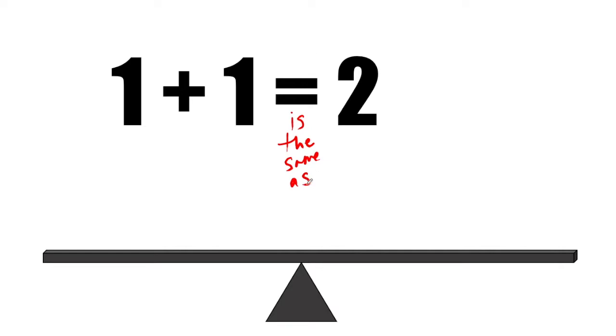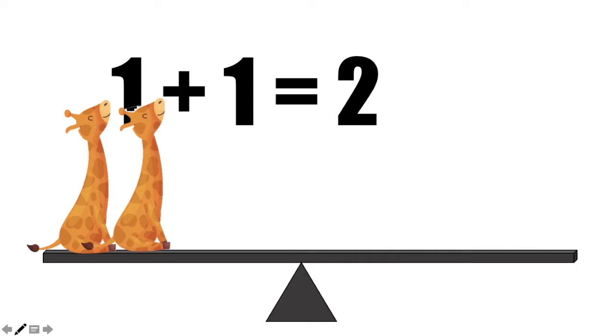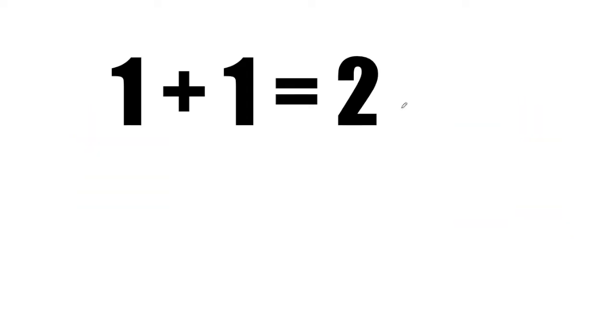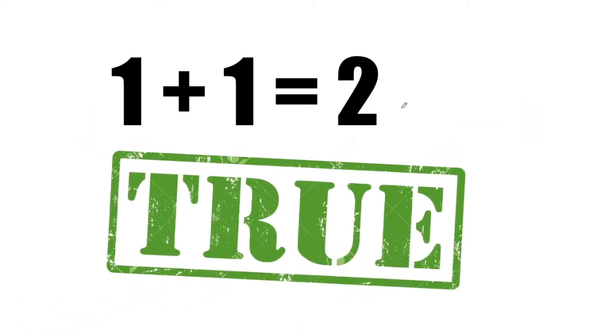Let's check if this equation is true. There's one giraffe plus one giraffe. There's 2 giraffes. And they're the same. They're equal. They're balanced. So we would say this equation is true because it is equal. It is balanced. It is a fact that this side and this side are the same. So now let's think about how we show our work.